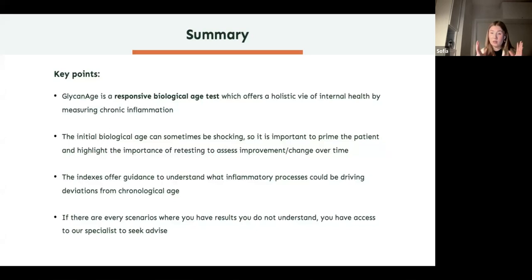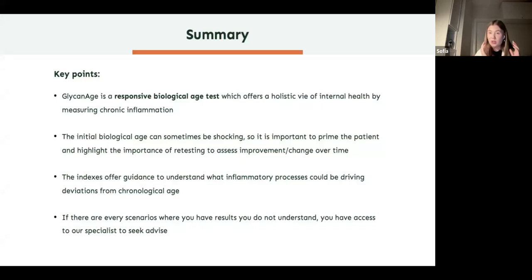As I said, what you as professionals should focus on is this delta between measurings, not the actual biological age, but the delta is way more important in our opinion. Also, we learned that the indexes offer guidance to understand what inflammatory processes could be driving deviations from the chronological age. And also, if there are any scenarios when you have results you do not understand, you have access to our specialists to seek advice.